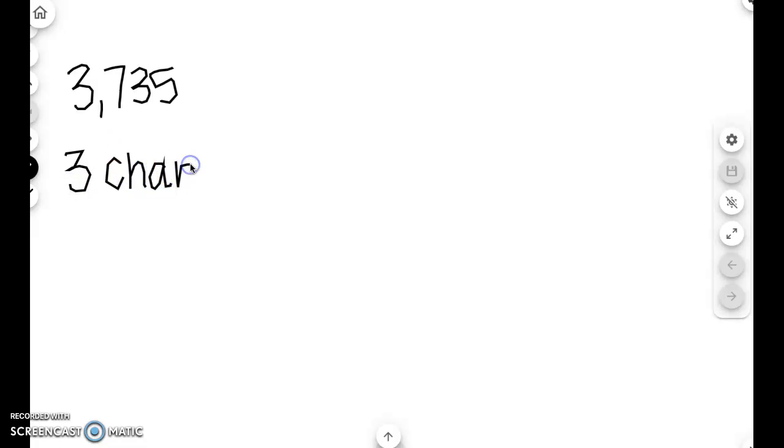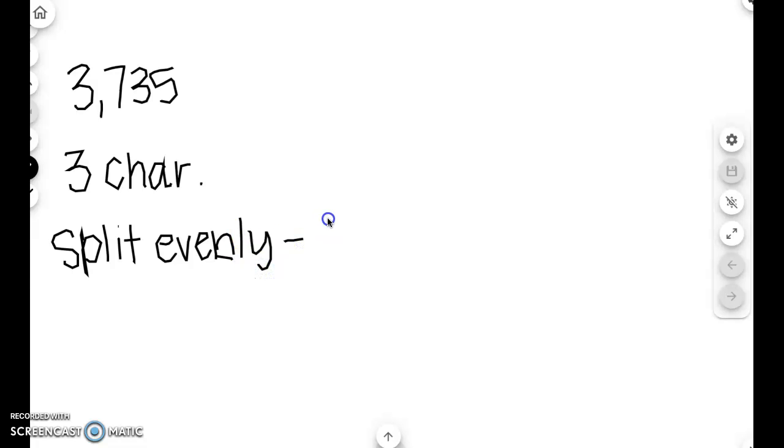So what I know that Sterling Lakes has raised, donated, collected 3,735 cans. I know that it's going between 3 charities. I know that split evenly means that I'm going to be dividing.